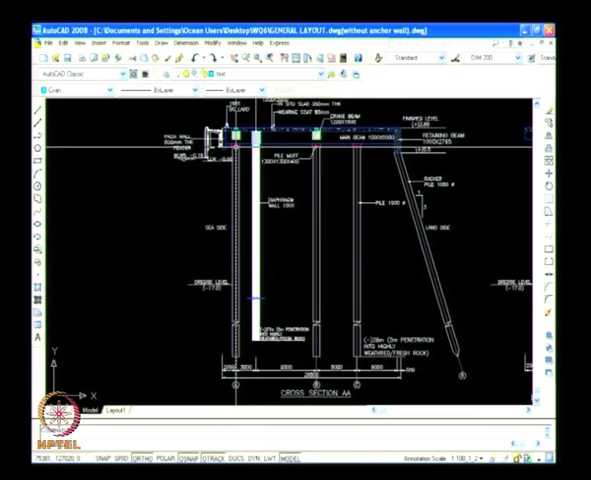And these piles are at every 4 meters center to center in the longitudinal direction, and in the other direction, this diaphragm wall is a continuous wall.